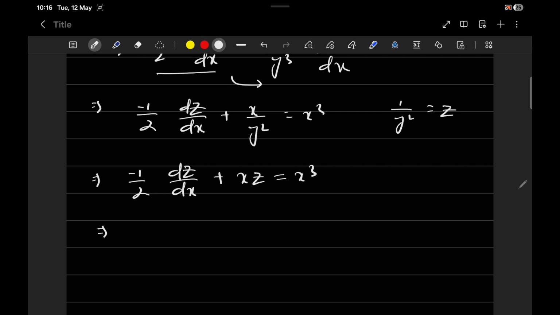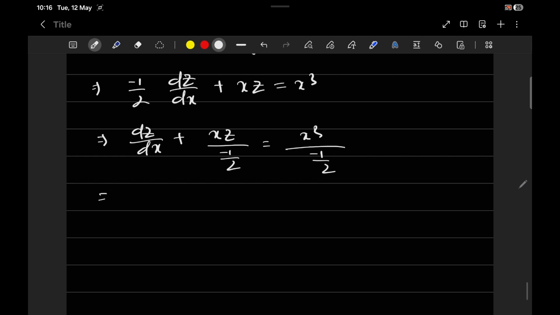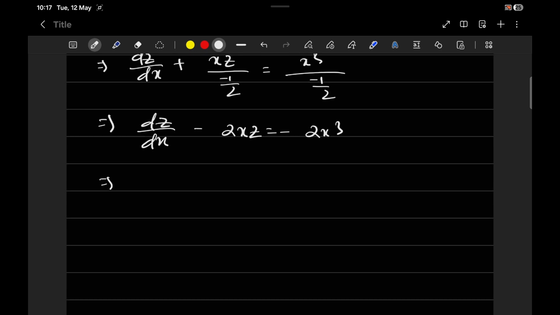Now let's get rid of the 2 and minus 1. So how can we do that? dz by dx plus xz, multiplied by minus 1 divided by minus 1 by 2, is equal to x cube divided by minus 1 by 2. Now dz by dx minus 2xz is equal to minus 2x cube, right? Now we can see that it has reduced to the linear form.